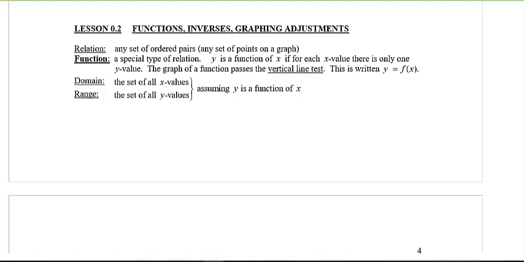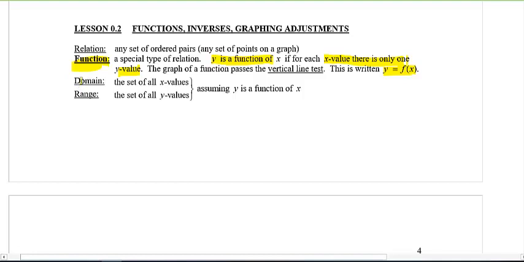A relation is really any set of ordered pairs, so any set of points in the graph. You'll hear this word a lot, function, and it's a special type of relation where for each value of x, there is only one value of y. We sometimes use this notation: y is a function of x, or y equals f of x. Notice for all functions, if I draw a vertical line, it should only intersect the function at one particular point. That's why for each x value, there is only one y value.